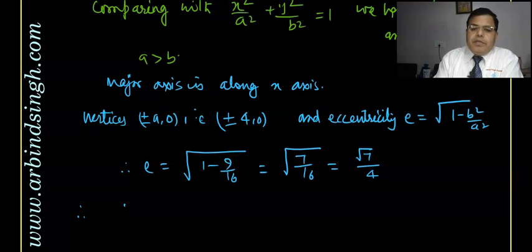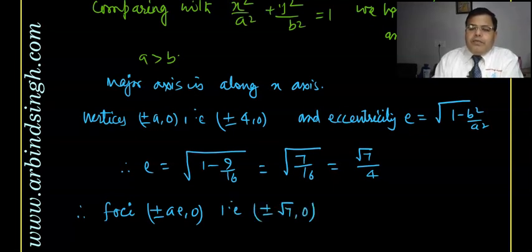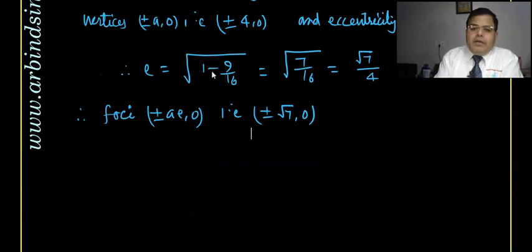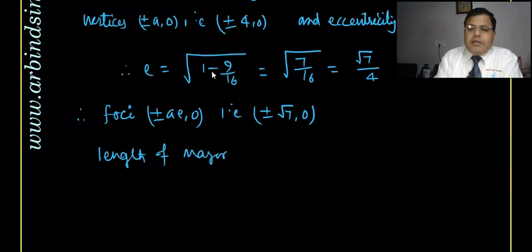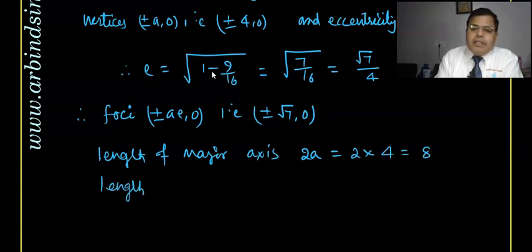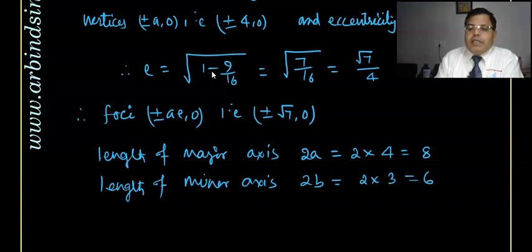Vertices already discussed. Therefore foci is plus minus ae comma 0, that is plus minus root 7 comma 0. This is the foci. Length of major axis is 2a, that is 2 into 4, so 8. Length of minor axis is 2b, that is 2 into 3, that is 6.